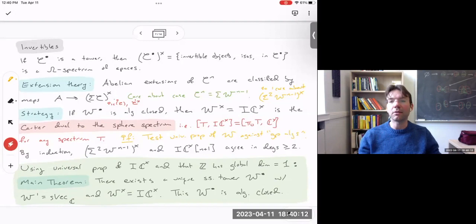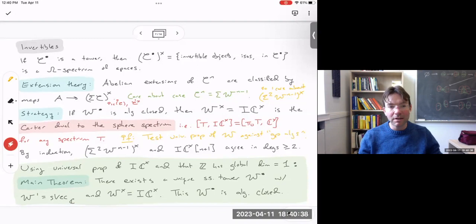So that gives us a unique tower, which has these two desiderata, that it has super vector spaces in degree one and IC cross worth of units. And then the second statement is that this tower that we build is algebraically closed. So this sort of finished the strategy I told you. My strategy was, I assume I have an algebraically closed object. I study some facts that I can derive from it. And then I find the only thing that satisfies those properties, and then I prove it's algebraically closed.